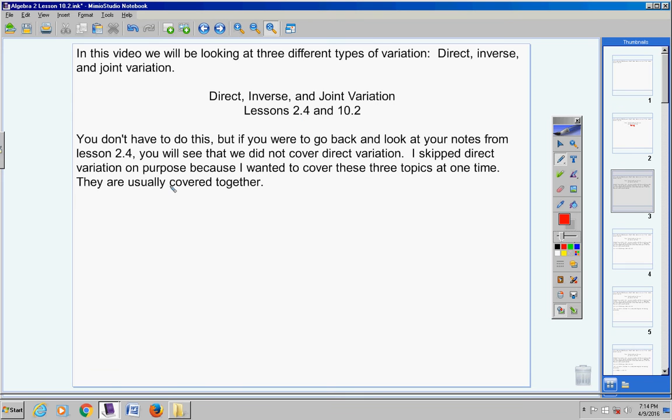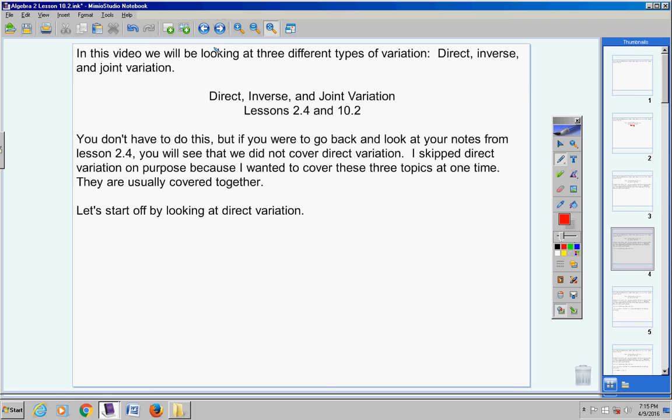Now, you don't have to do this, but if you want to, you can. If you were to go back and look at your notes from lesson 2.4, you will see that we did not cover direct variation. I skipped direct variation on purpose because I wanted to cover these three topics at one time. To be honest with you, they are usually covered together. I'm not sure why the book split them up. I don't remember if I told you guys we were going to do this back on lesson 2.4 or not, but either way, that's what's going on here.